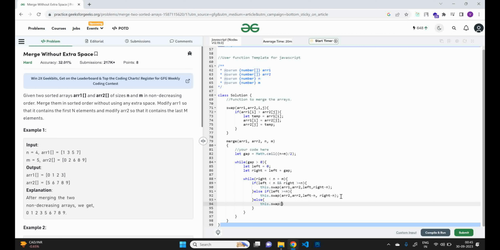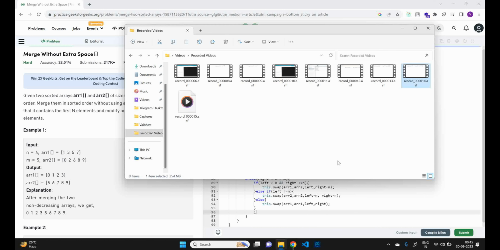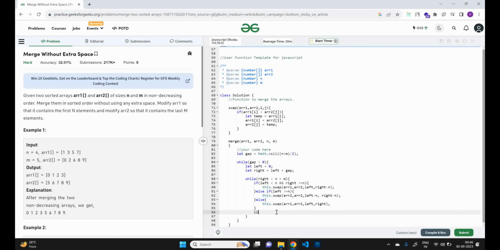Now the third condition. The third condition is when both of our pointers, left and right, are in the first array. So if it is in the first array, both will be array 1, and then it will be left and right, right? No need to do anything. Correct. Now, this is done. And after that, in the while loop, we need to increment our pointers.